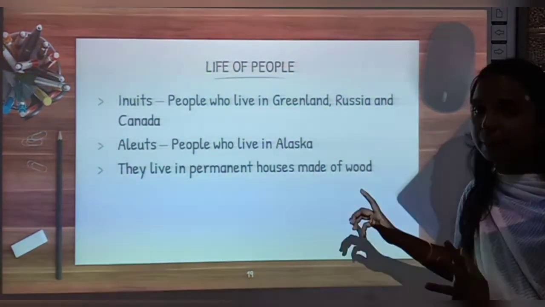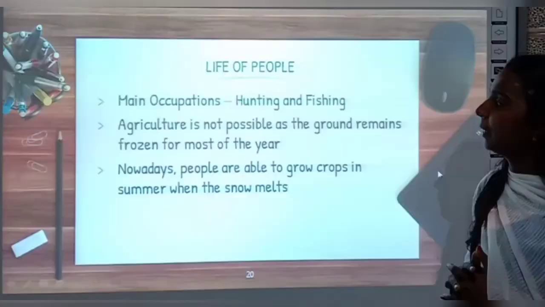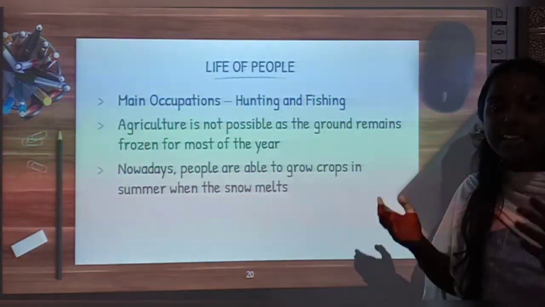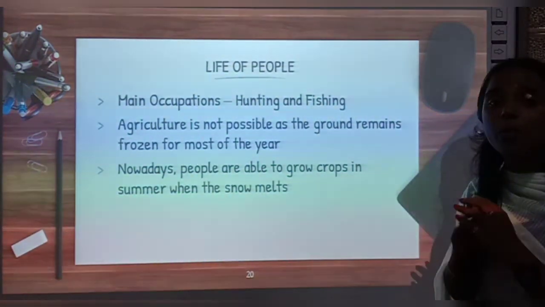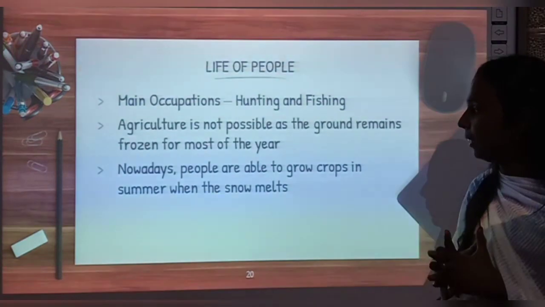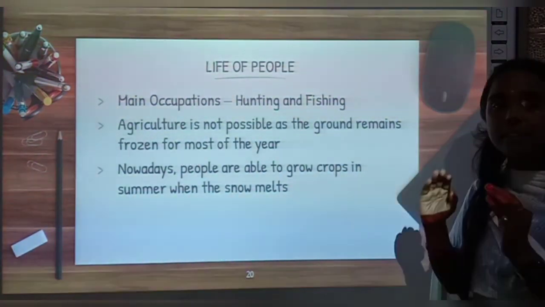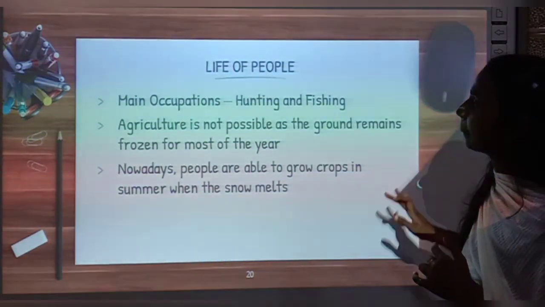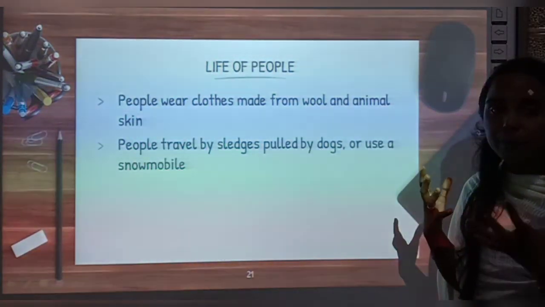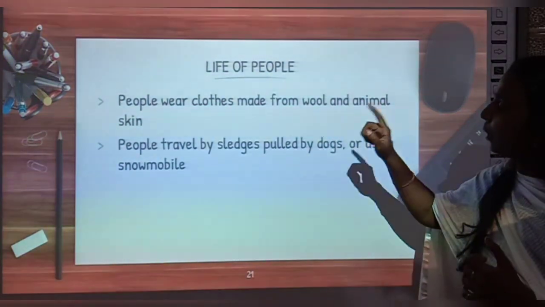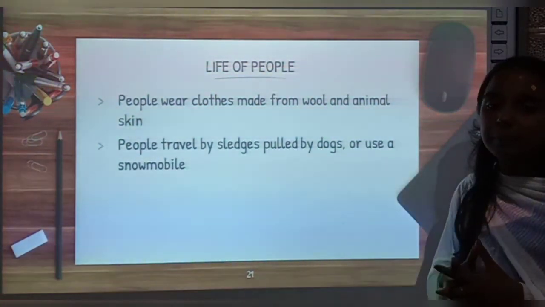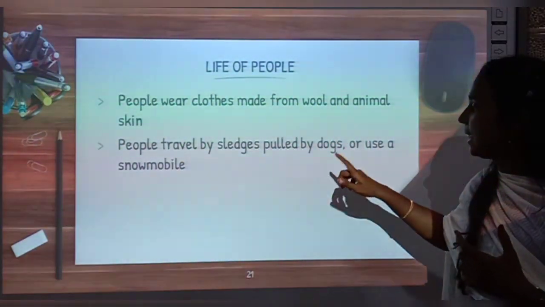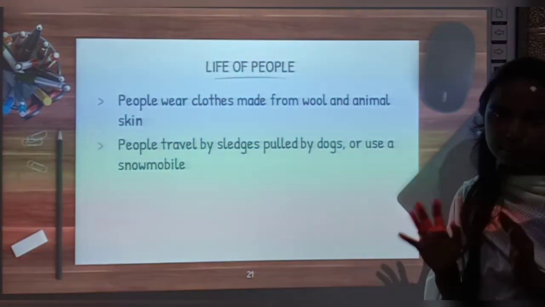They live in permanent houses made of wood. And what are their main occupations? Hunting and fishing. Agriculture is impossible here as the ground remains frozen throughout the year, okay? Nowadays, people can grow crops in the summer season when the snow melts, okay? And what type of clothes do these people wear? People wear clothes made from wool and animal skin. And how do they travel? People travel by sledges pulled by dogs or use a snowmobile.